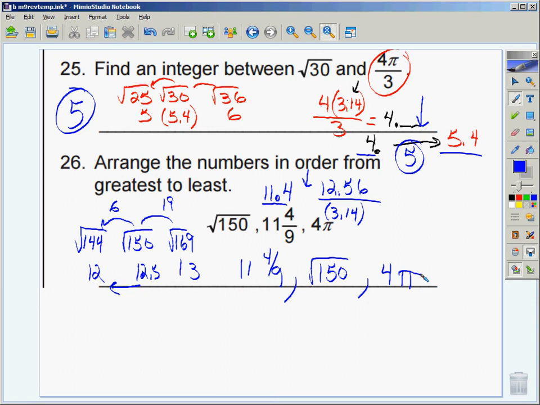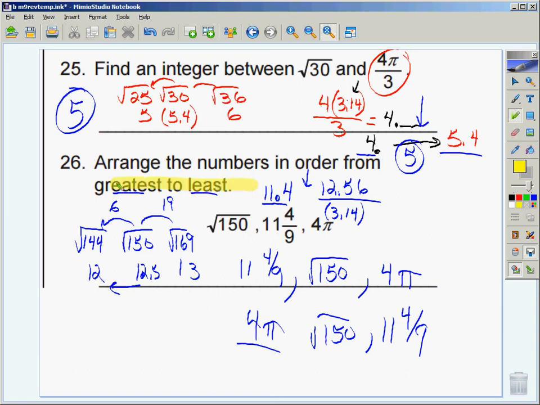And notice what I just did, didn't read the question. It says greatest to least. Greatest is what? 4 pi. The middle is the square root of 150. And last would be 11 and 4/9. Make sure that you read the question.